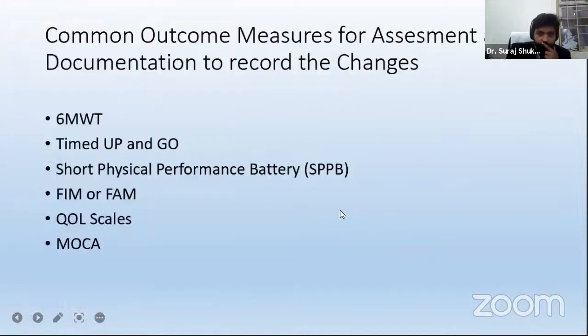Going to the next slide. What are the common outcome measures for assessment and documentation? Because to show that we are treating and that there is some kind of change by implementing physical therapy treatment in these long COVID cases, we have some common outcome measures: the 6-minute walk test, timed up and go test, the short physical performance battery, which includes mild to moderate activities, the FIM and FAM scales, which are the functional impairment measures and functional assessment measures, quality of life scales, and MoCA, the Montreal Cognitive Assessment. These are the most common outcome measures used to record the changes in long COVID.